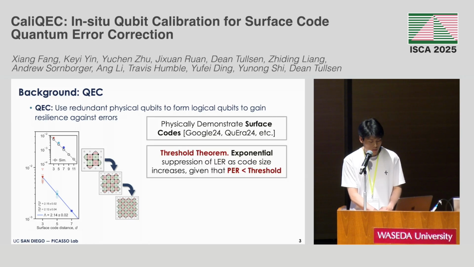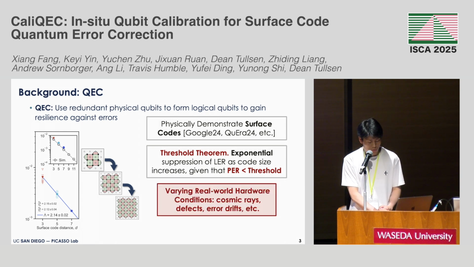The amazing thing is that they demonstrate the threshold theorem, which claims that the logical error rate will be exponentially suppressed if you increase the system size, given that the physical error rate is below the threshold. So the key takeaway here is that you really need to maintain a low physical error rate in order for QEC to perform well. However, in Google's paper, they reported that there are actually some variations in the real-world hardware conditions.